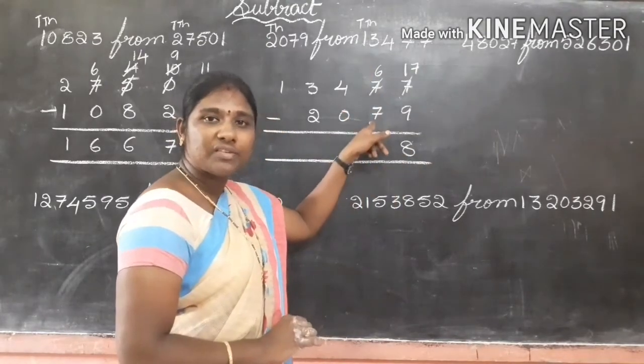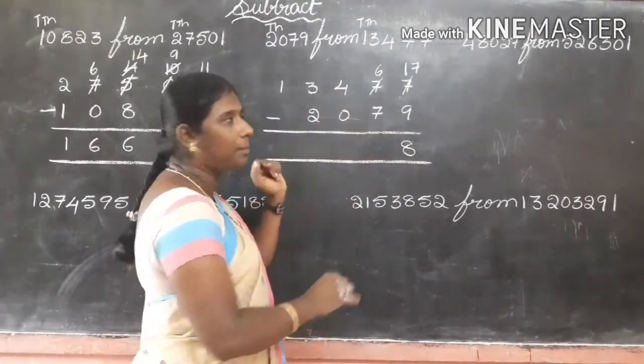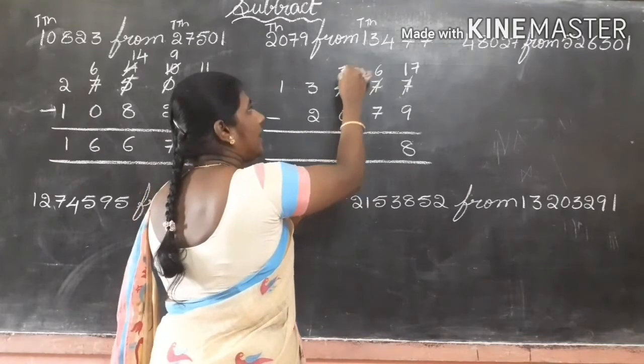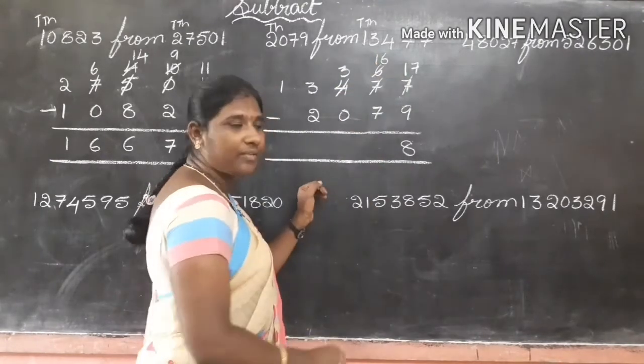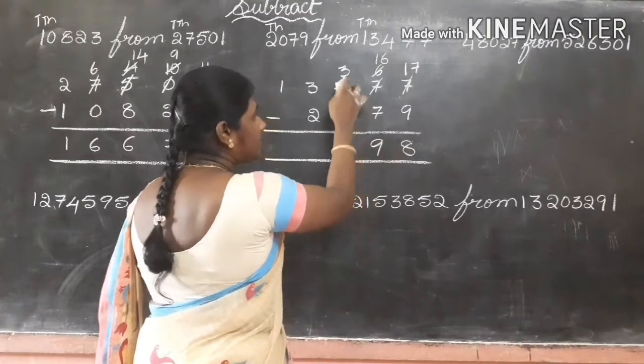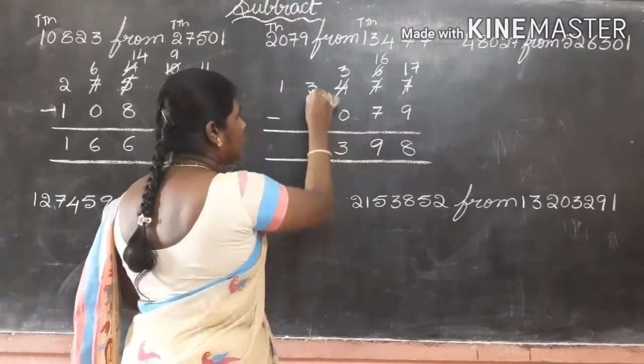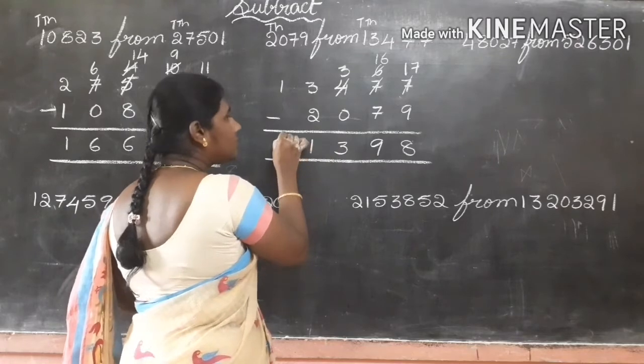Here 6 minus 7 possible? No. So we have to take the borrow. So here it is 3. Here it is 6. 10 plus 6, 16. 16 minus 7, 9. Next here 3 minus 0, 3. 3 minus 2, 1. Here also 1 it is.